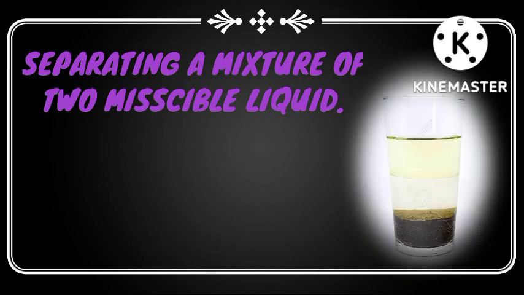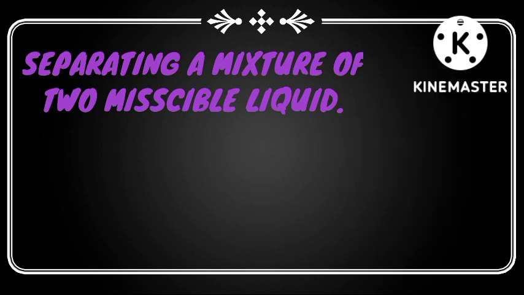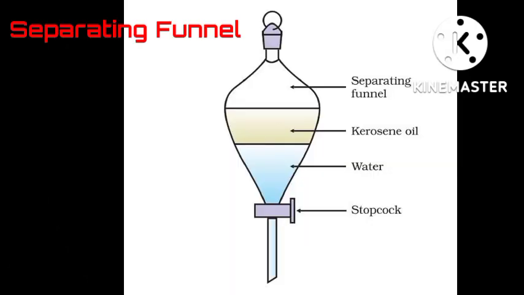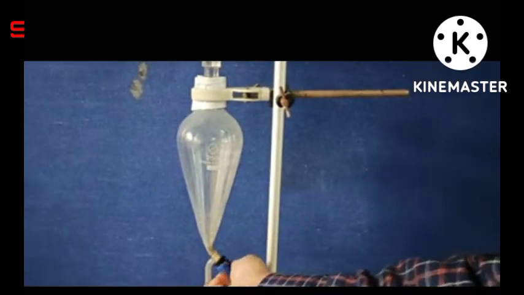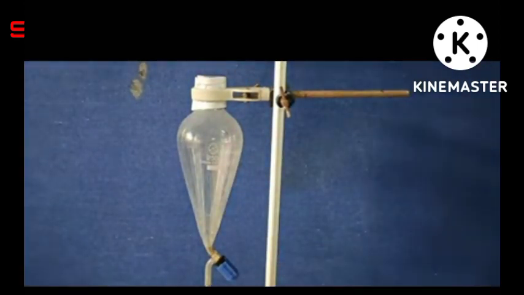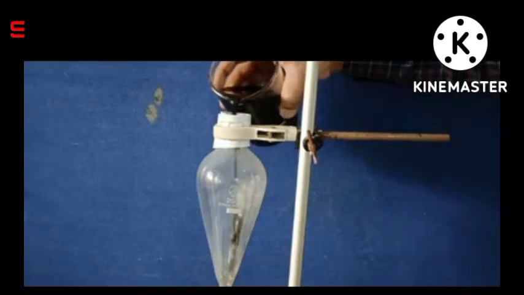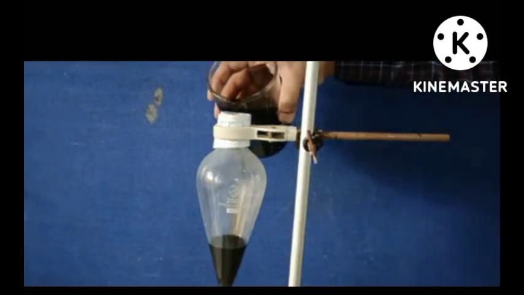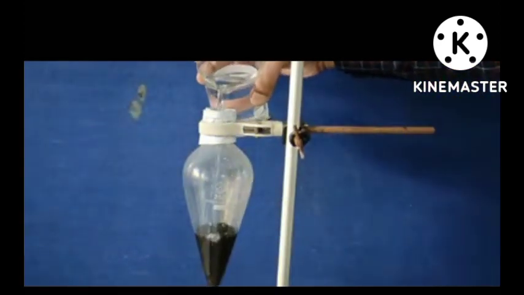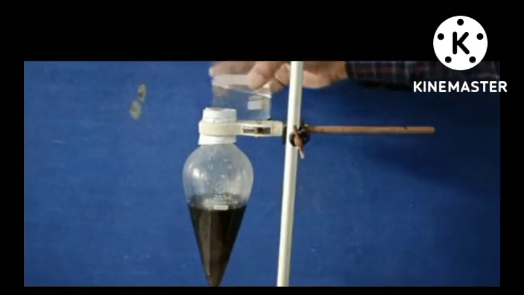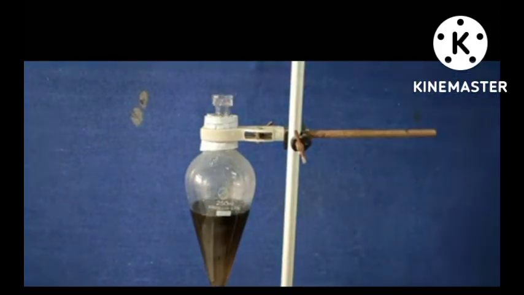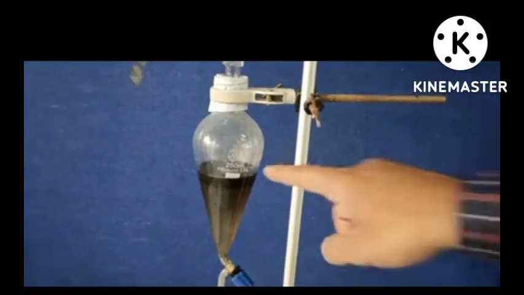Separating a mixture of two immiscible liquids. Immiscible liquids means where the solute and the solvent will not mix with each other, for example, as in a heterogeneous mixture. These mixtures can be separated by using a separating funnel. Let us try to separate the kerosene from the water using a separating funnel. Pour the mixture of kerosene oil and water in a separating funnel. Let it stand undisturbed for some time so that separate layers of oil and water are formed.